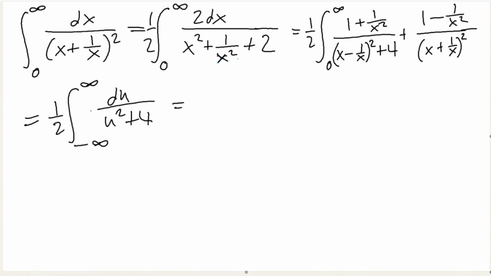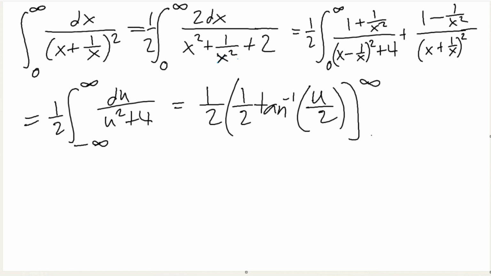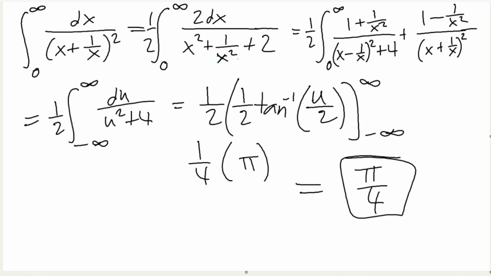So now, this is equal to, well, I'll put a half there. This is 1 over root 4, which is still a half. Inverse tangent of u over 2, from negative infinity to infinity. Well, we could put 1/4 here. But if you plug in infinity minus the negative infinity version of this, this becomes pi. So this whole integral becomes pi over 4.